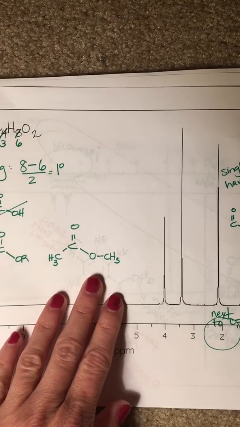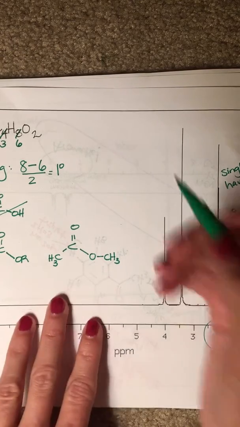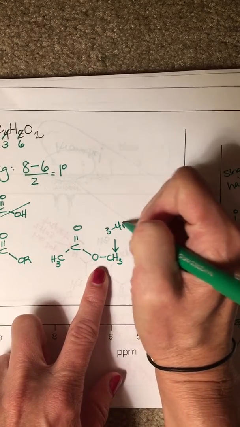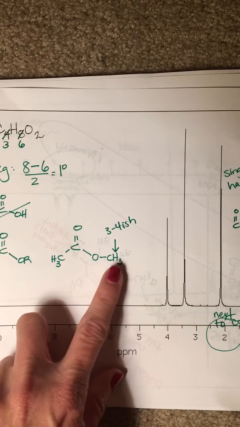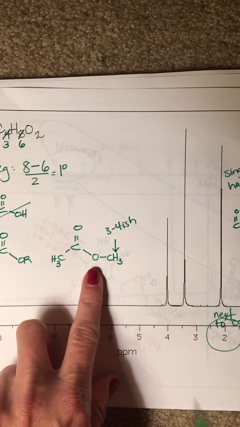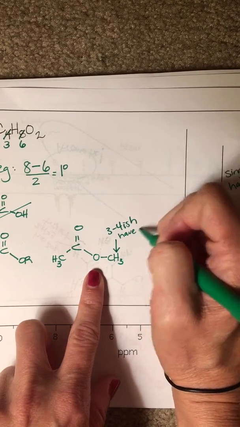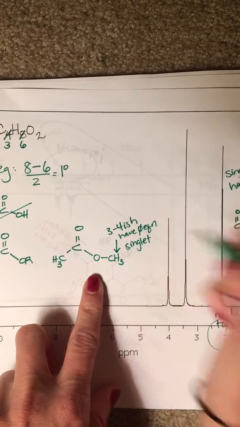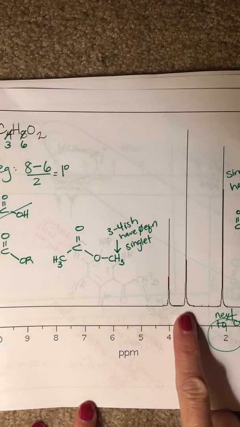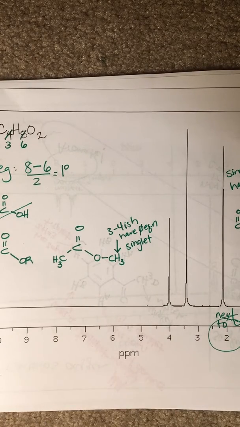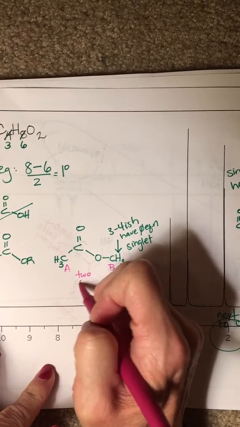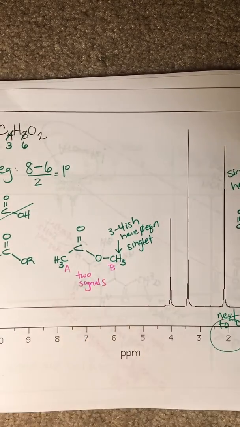Now the problem with this structure, and you can probably already see it, is, all right, this looks okay. This would be in that 3 to 4-ish region because we're next to electronegative oxygen. These guys have no neighbors, so this would have 0 equivalent neighbors. So that would be a singlet in that 3 to 4-ish region, which we have. But what about this third signal? So this only has 2 signals. It can't be an ester. We have 3 signals.